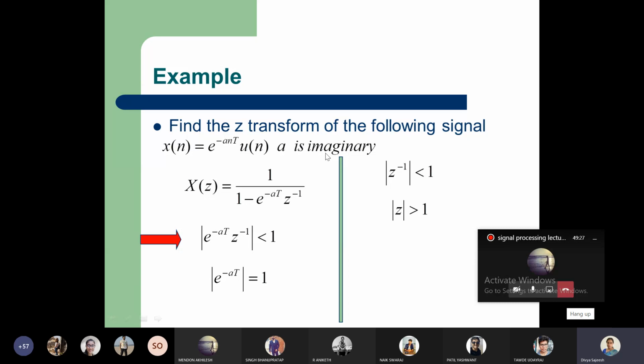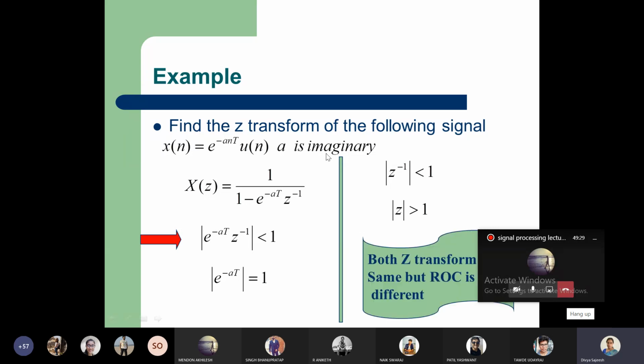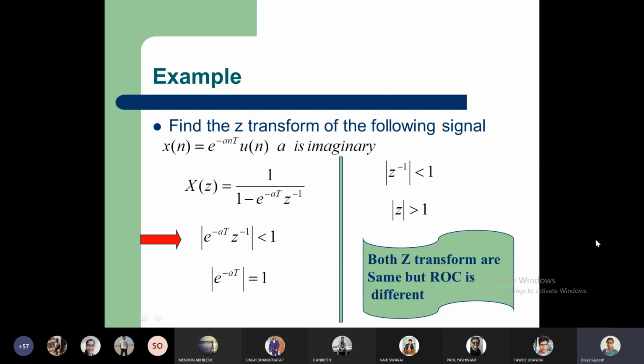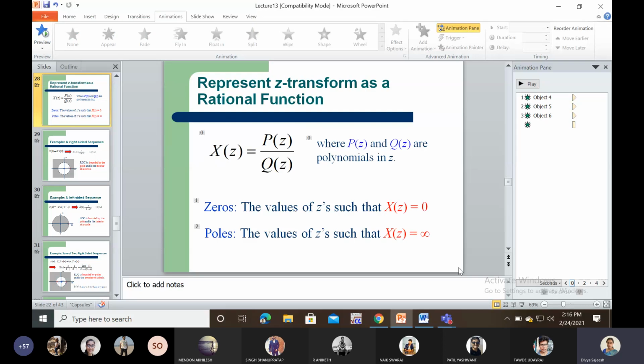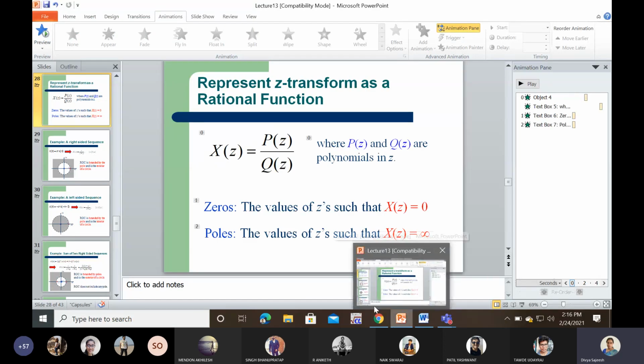Now in both cases, the z transform is the same, but the region of convergence is different. Even though the signal is the same, the only difference is that a became imaginary here, so the region of convergence has changed. Okay, so let us do a numerical as a test.